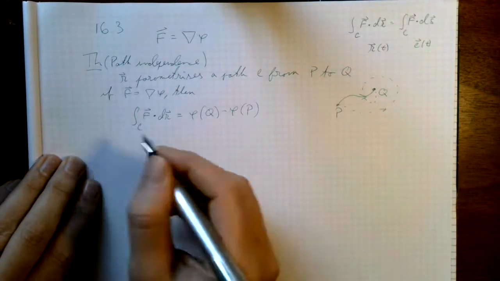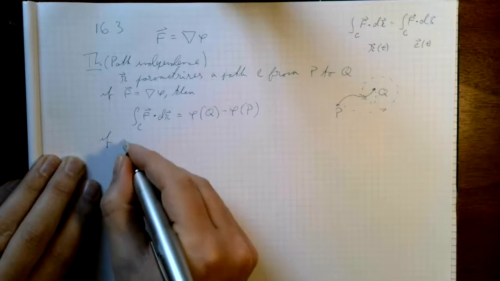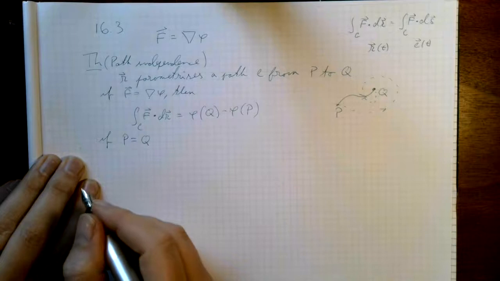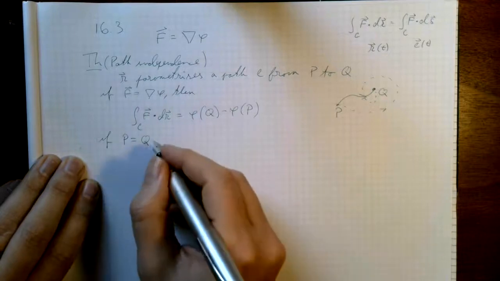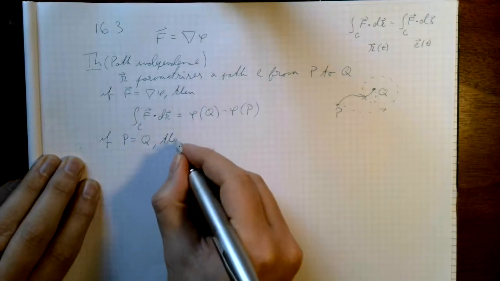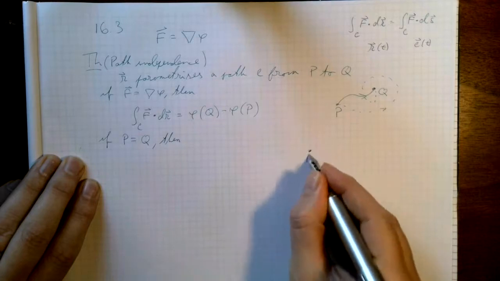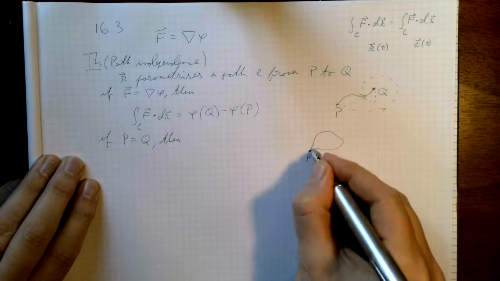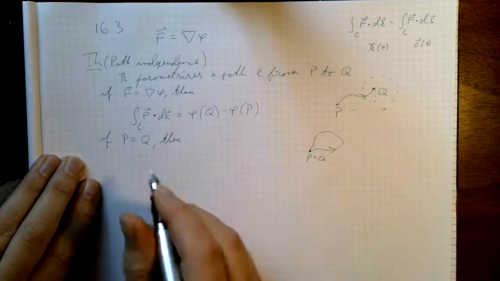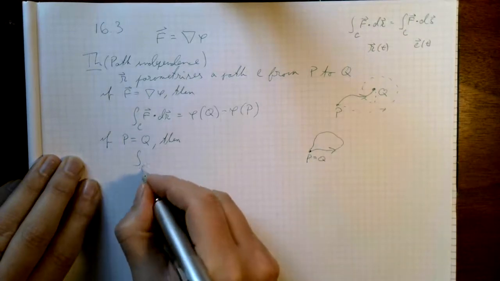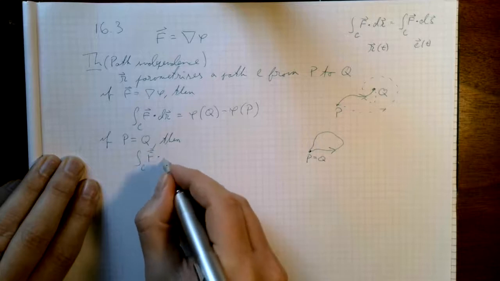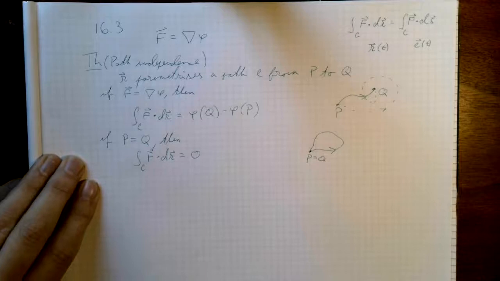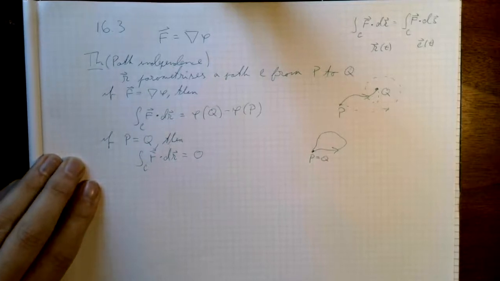Now, in particular, if P is equal to Q, so it's a closed path, it starts somewhere and ends at that point, the path goes somewhere and comes back. Then, of course, and this is actually an important case, the integral is 0.